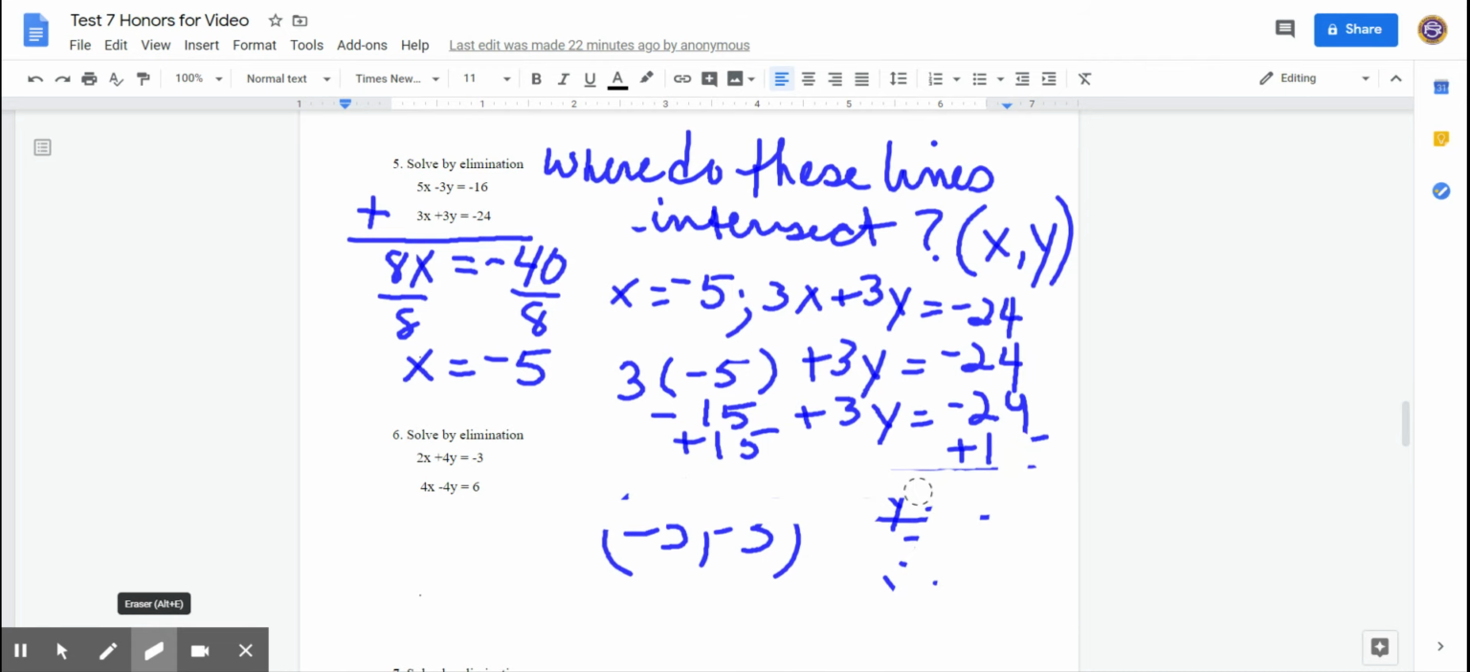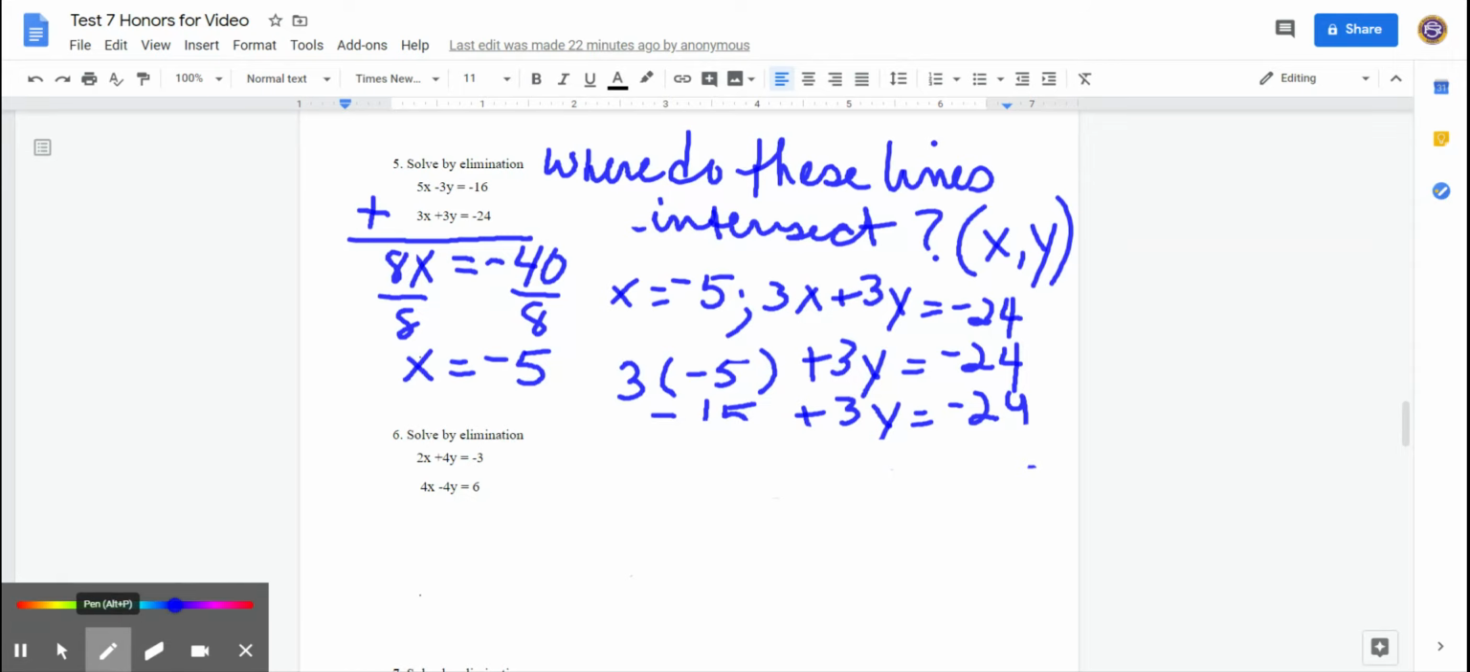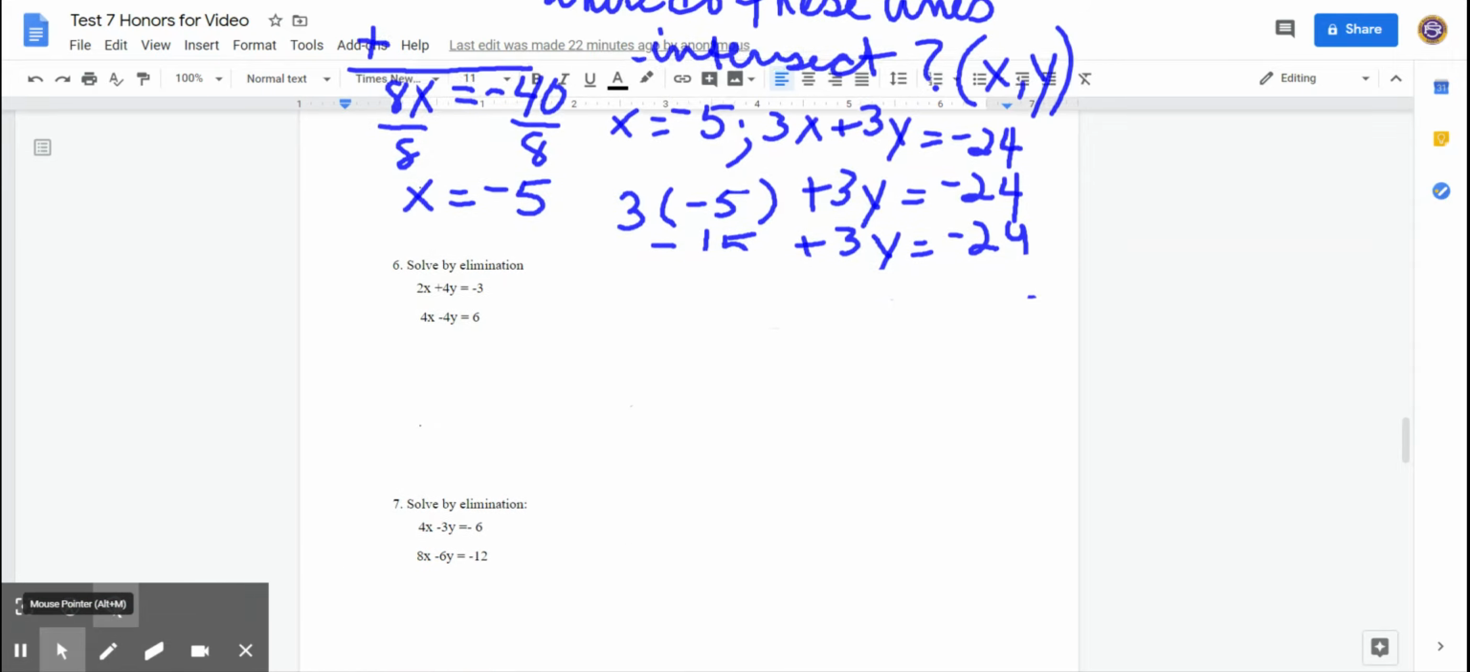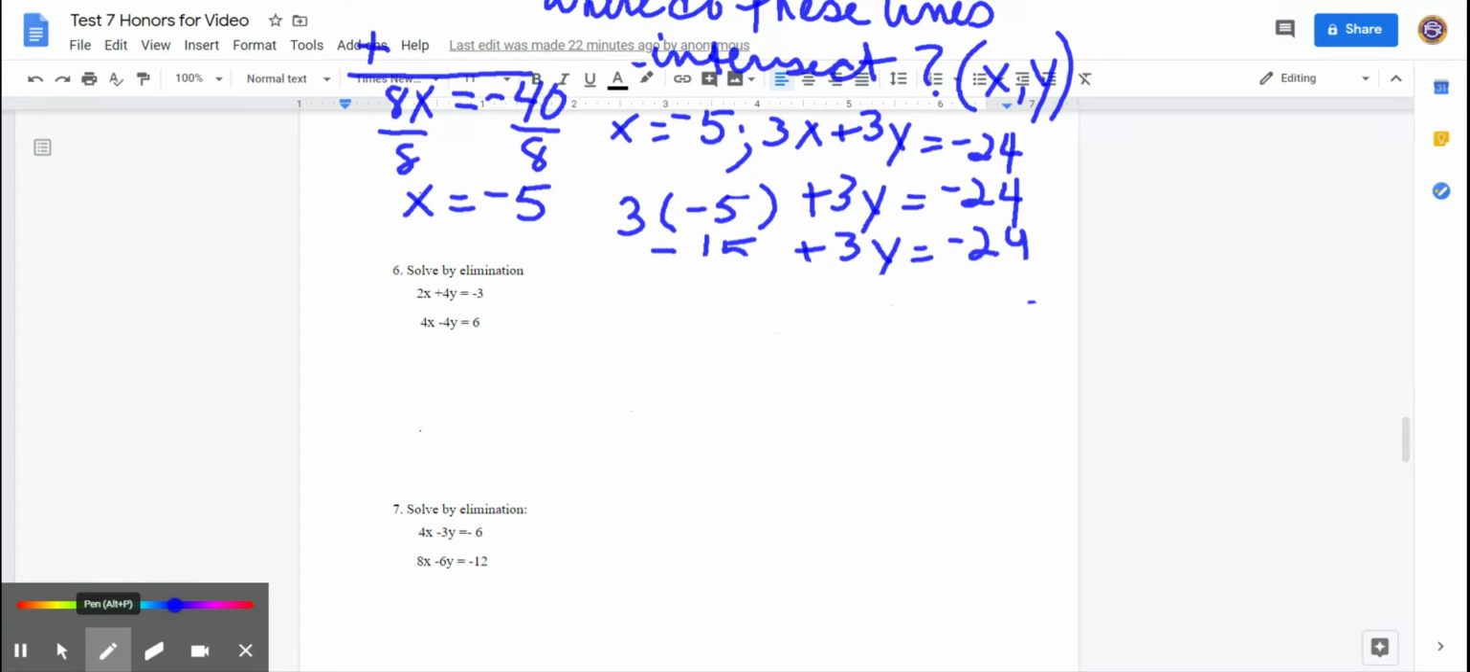Next one. Same thing. You're going to follow the same rule on this one. Okay? So what do we have? We have 2x plus 4y equals -3, 4x minus 4y equals 6. So again, look right at those variables and look at their coefficients. The x has a 2 and a 4. The y has a 4 and a -4. Ding, ding, ding. 4 and -4 are going to go 0.